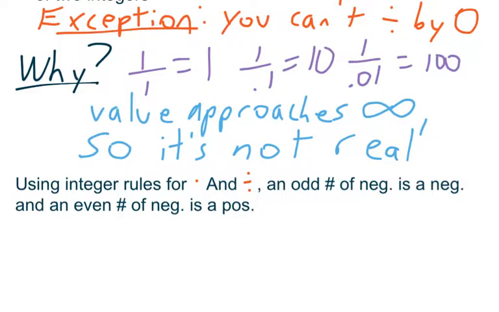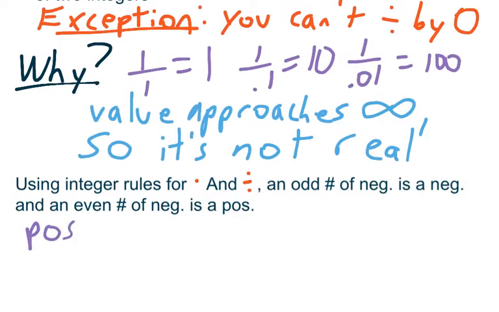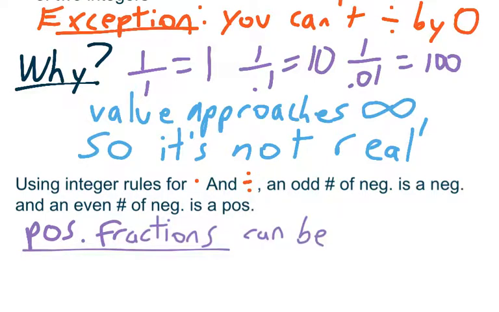So here's the deal. Positive fractions can be a negative over a negative, or a positive over a positive. Because a negative divided by a negative is a positive, and a positive divided by a positive is a positive.